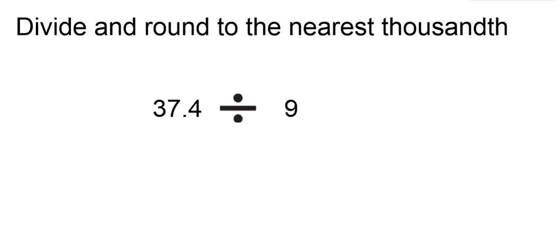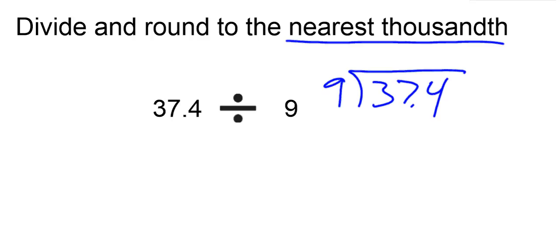First of all, we see divide and round to the nearest thousandth. So now we kind of got to make a decision. How do we want to divide? What's going to be the best? Because we're looking at the nearest thousandth, we need to understand that probably going to a fraction or to a remainder is not the best idea. So instead, let's write out our problem and solve this. The decimal is going to go straight up, right there.